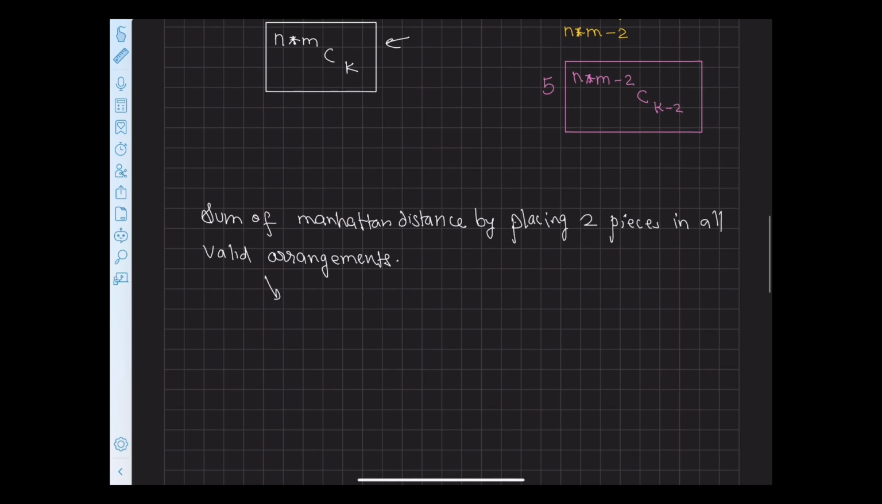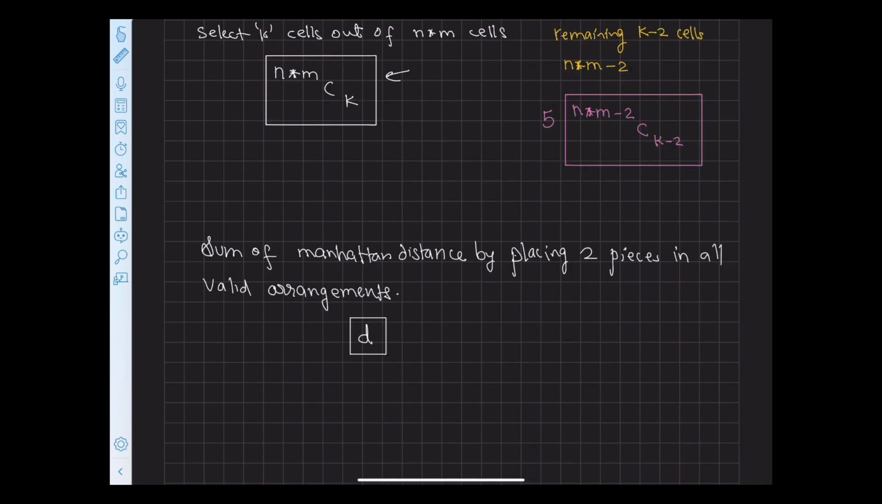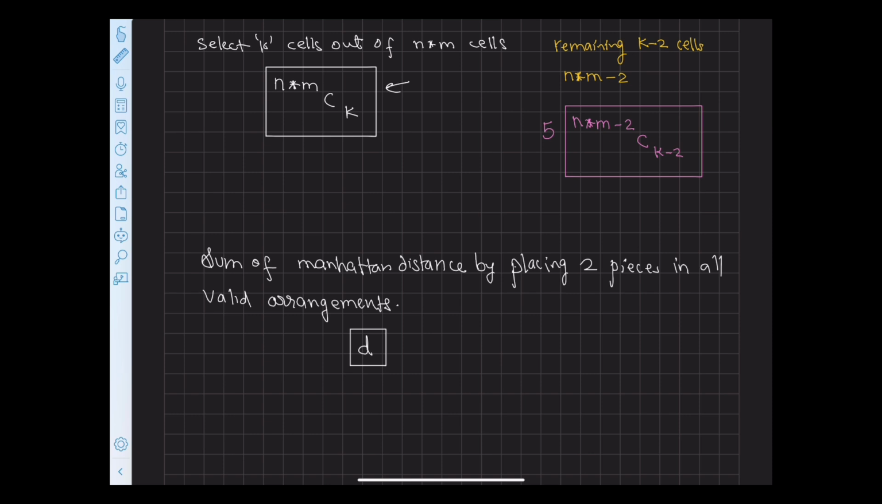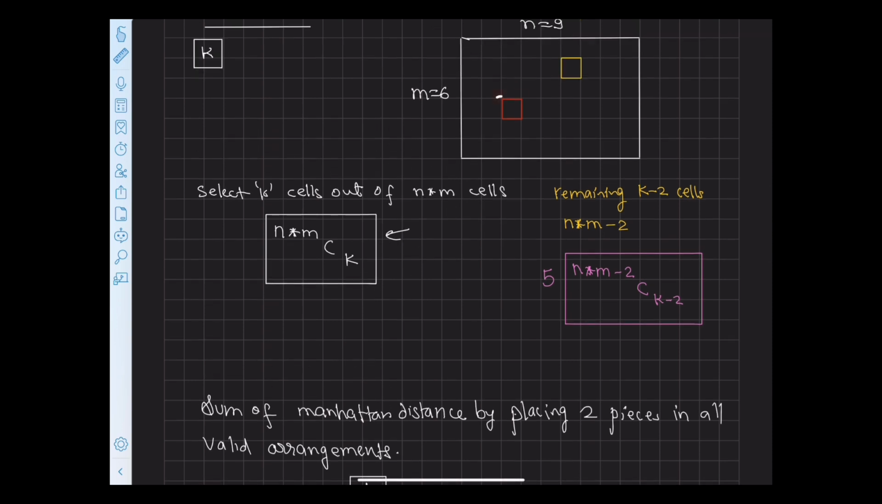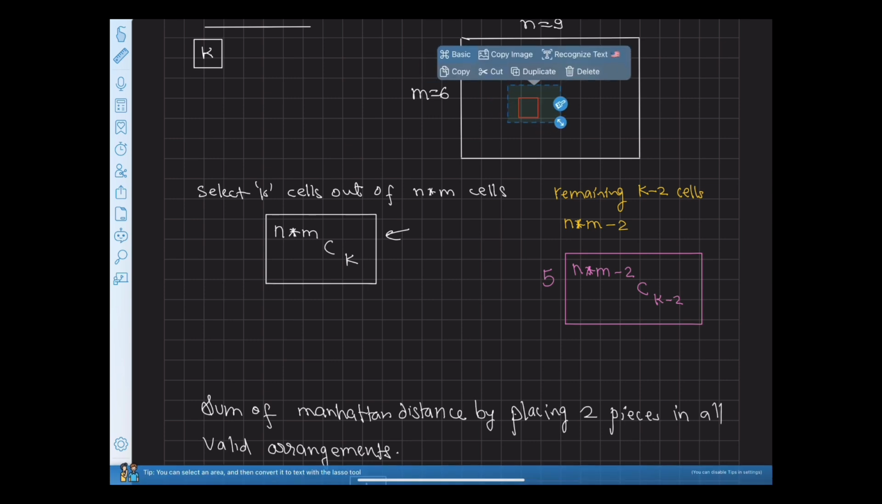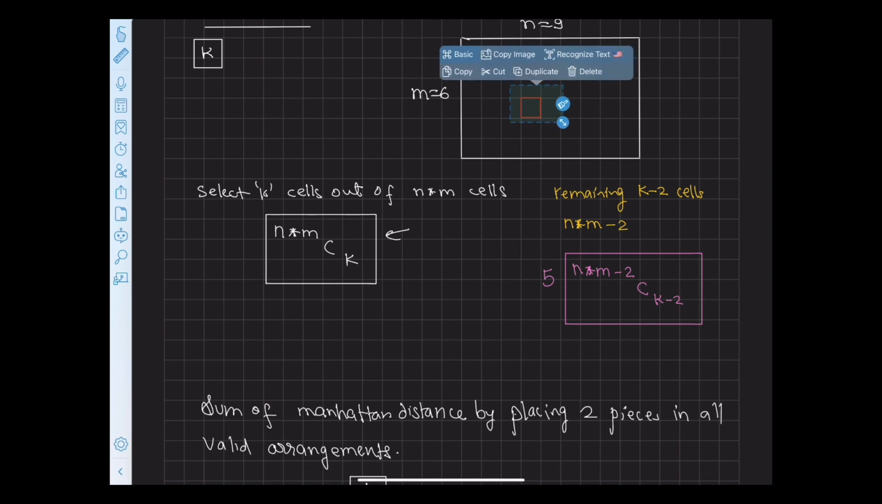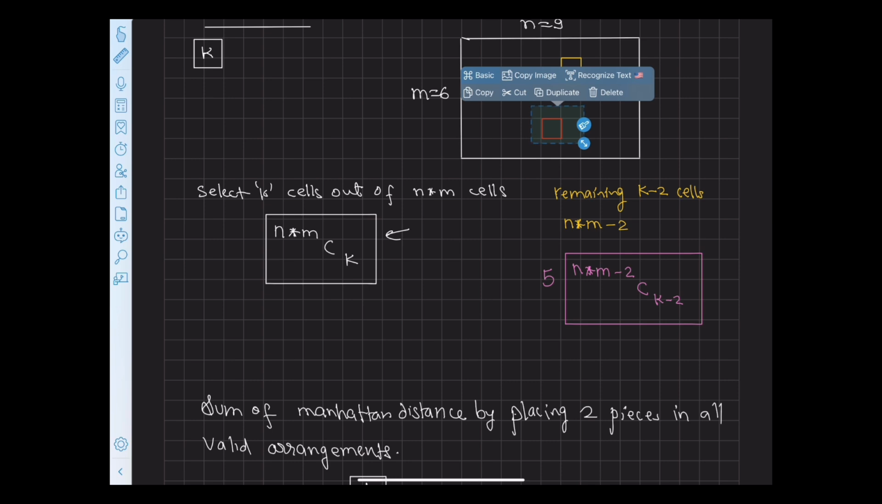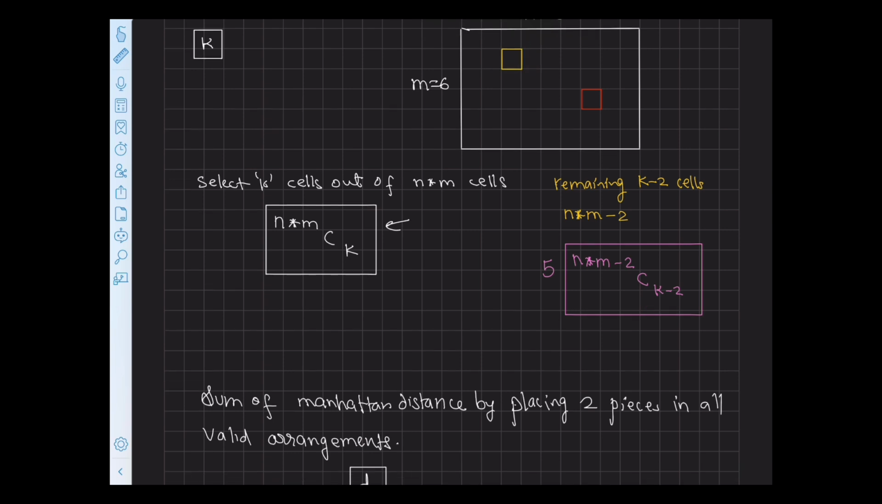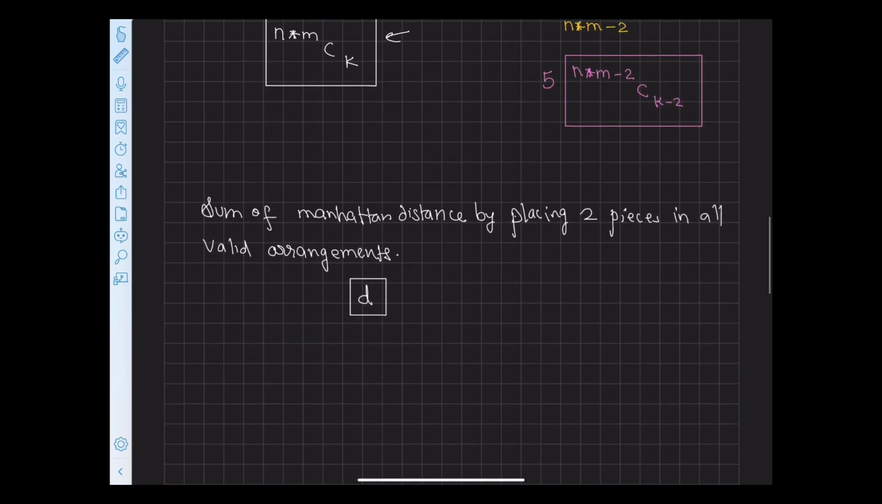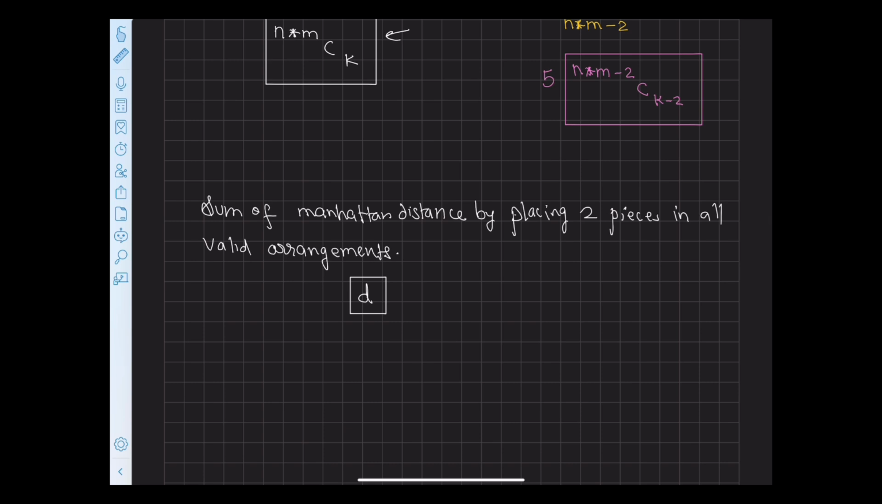So I'll represent this value with d. If we are able to find out the sum of the Manhattan distances that we get by placing two pieces in all valid arrangements. So we placed two pieces like this. Now there are many ways to place the two pieces. Like I can shift this red one over here. This is a new valid arrangement. Now we find the sum again. Now I can place it over here and find the sum again. Place it over here, find the sum again. Now I can place it over here and find the sum again. So we have to add up all these sums and store it in a value d.